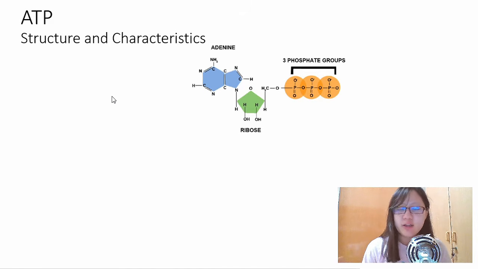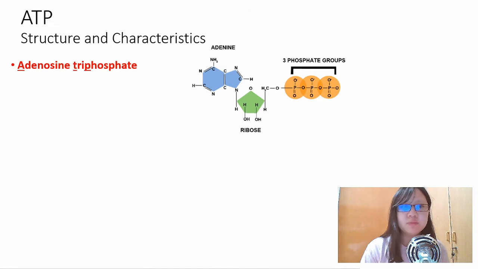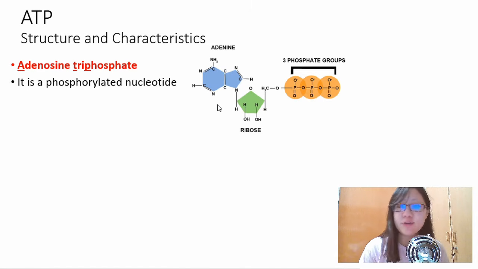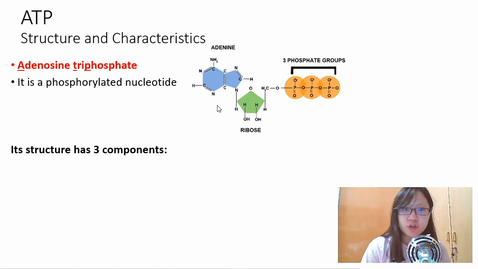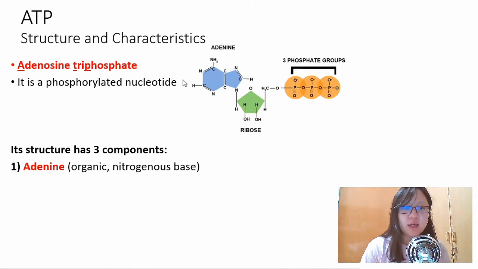Okay, so when we talk about energy, we need it. And we usually say energy in the form of ATP. Let's try to understand what structure it has and also what characteristics it has. Now, I've briefly mentioned this in chapter 6, but here it's ATP structure and characteristics in more detail. Now, ATP stands for adenosine triphosphate. It is a phosphorylated nucleotide. Okay, it has three components. Number one is the adenine nitrogenous base here, exactly the same as DNA and RNA.